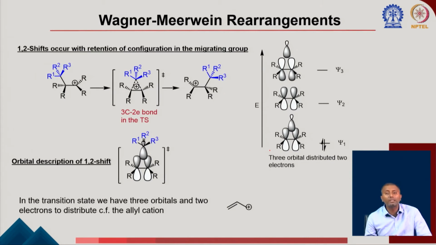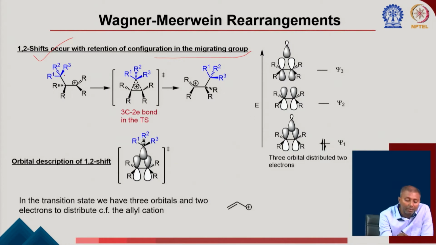Now we try to understand this 1,2 shift, because you are going to see this 1,2 shift not only in this Wagner-Meerwein rearrangement, but in many other reactions also. So what is happening in this? Let us try to understand. One thing we should be clear on is that this 1,2 shift occurs with retention of configuration in the migrating group. So suppose this is the sigma bond which is actually migrating here, and suppose this sigma bond has a chiral center attached with a particular configuration.